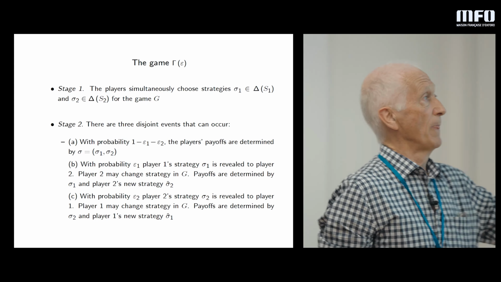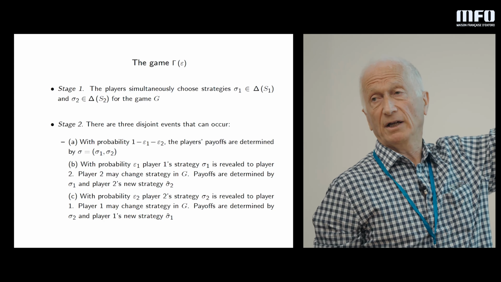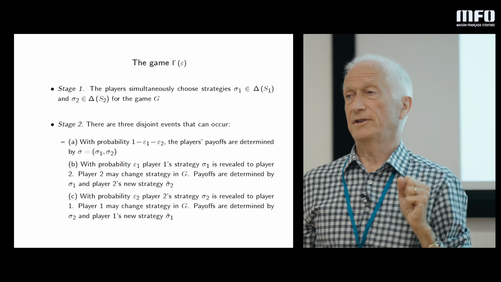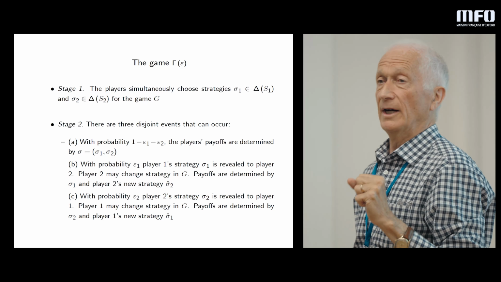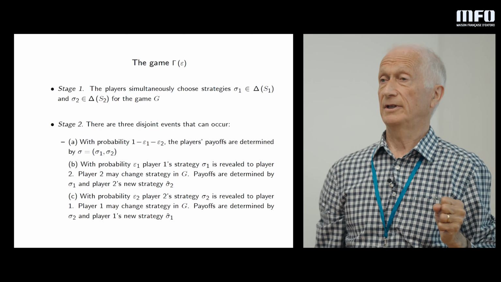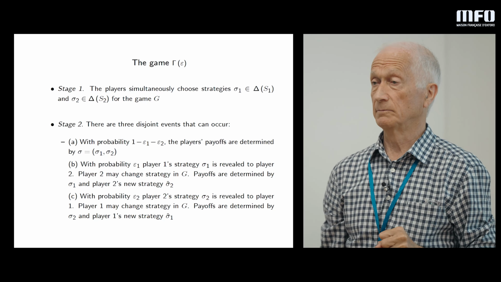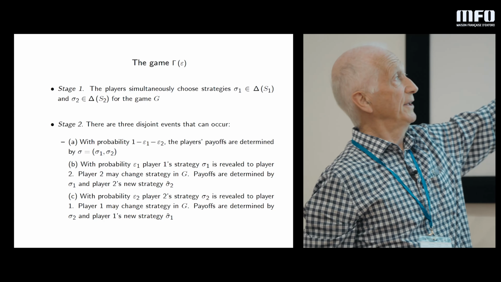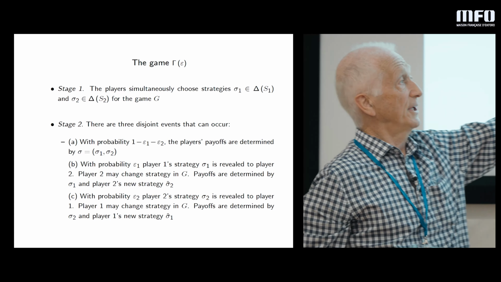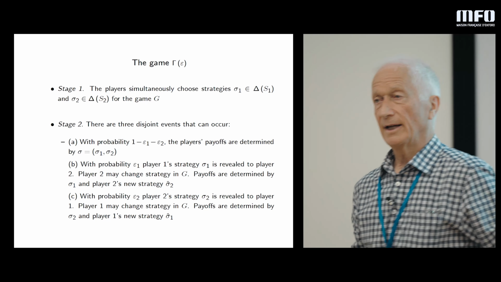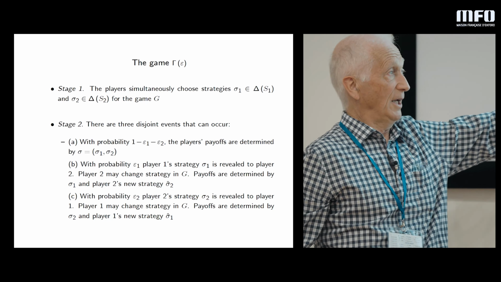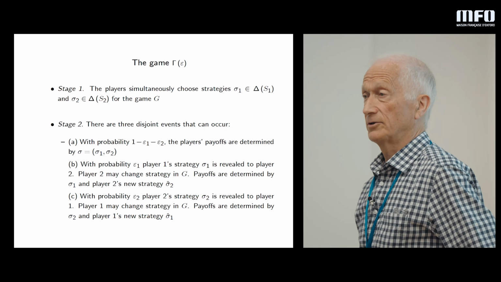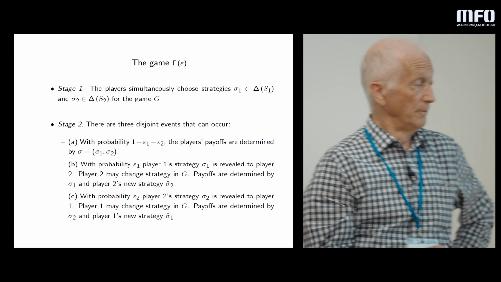With high probability, nothing happens, and then they get the payoffs from the strategy they've chosen. With a low probability epsilon 1, player 1's strategy is discovered by the other player. And then the other player can choose any strategy for the game G to be played as he or she likes. And then the payoffs will depend on sigma 1, what was chosen by the guy who was discovered, and the new strategy used by the other player. And likewise, with probability epsilon 2 small, player 2's strategy is discovered, and then player 1 is free to change his or her strategy when seeing that. So that is the game.